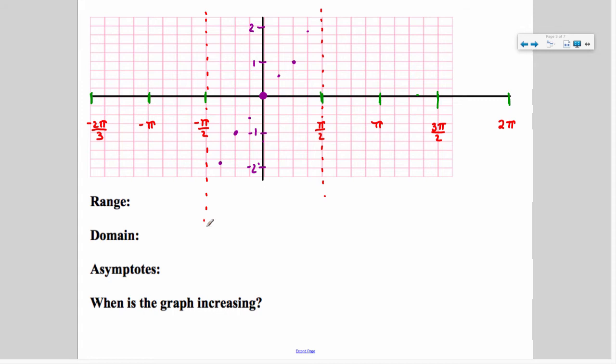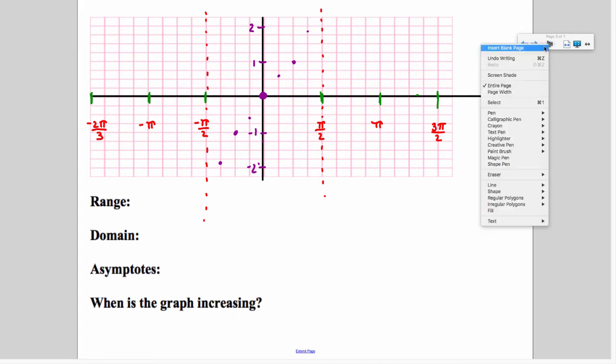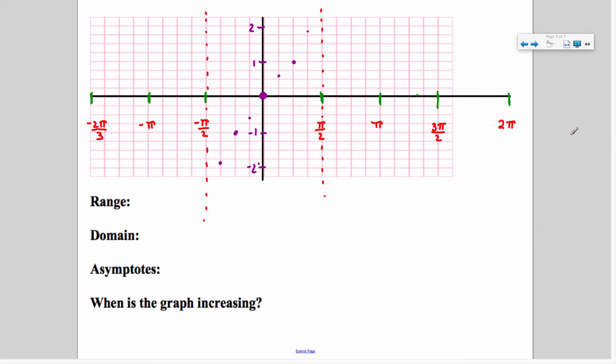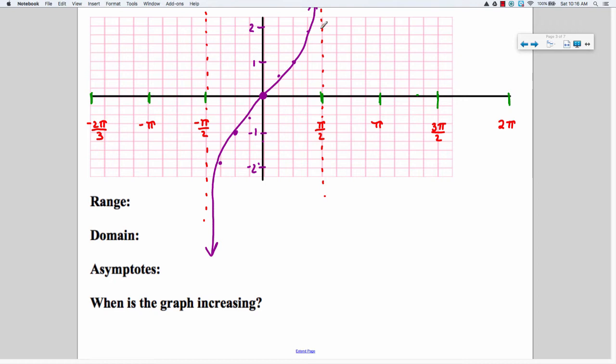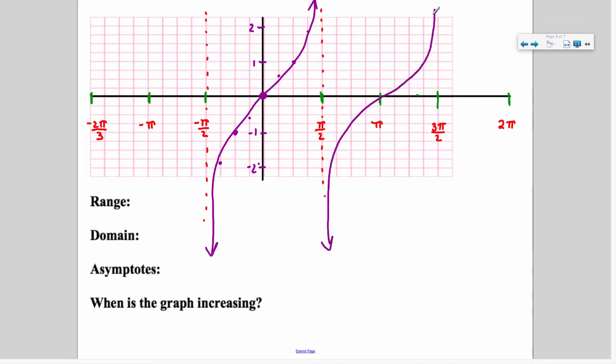Okay, so let's connect this graph, make it look fluid, and you'll see it looks just like what I had graphed for you in the beginning. Cool. That's tangent. So symmetrical, right? This continues on and on. It's going to go through like that, and it's going to come out of here like that.